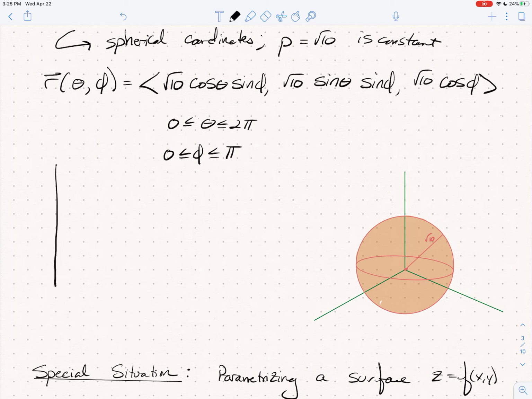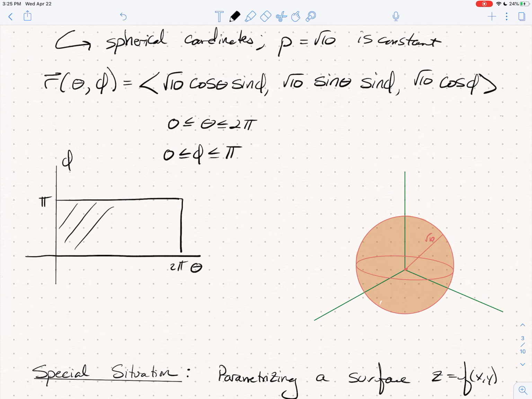And so if you want, again, you're actually pulling points from the theta-phi world. I'll think about theta as the horizontal axis, phi is the vertical, and so you go out to pi on the phi axis and 2 pi on the theta axis. And any point theta comma phi that you pick here corresponds to a point on the sphere over there.